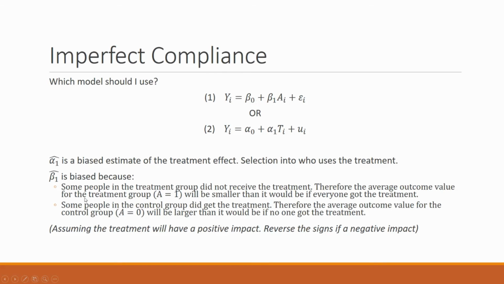So let's talk about the estimate of beta 1. Some people in the treatment group did not receive the treatment. Therefore, the average outcome variable for the treatment group, so when A equals 1, will be smaller than it would be if everyone got the treatment. Also, some people in the control group did get the treatment. Therefore, the average outcome value for the control group will be larger than it would be if not everyone had received the treatment.